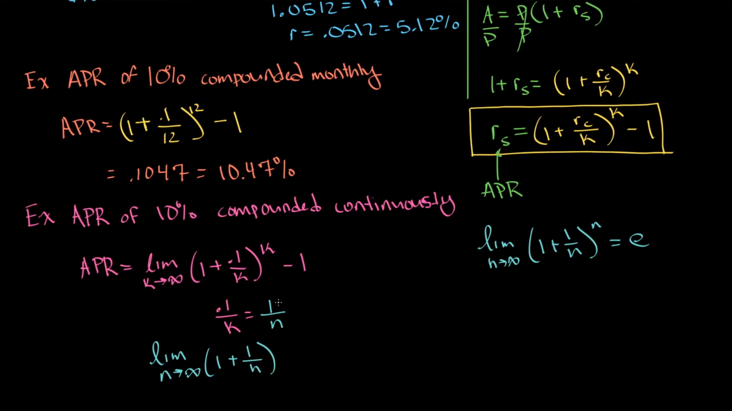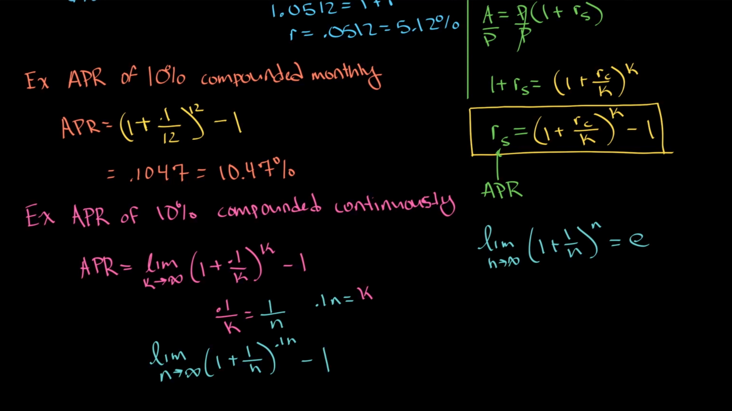And then k, if we wanted to solve for k, we can multiply both sides by n and both sides by k. So we would have that 0.1 times n is equal to k. And then we can fill this in up here as well. So we have 0.1n as our power, and we're still subtracting 1. So now we're super close.